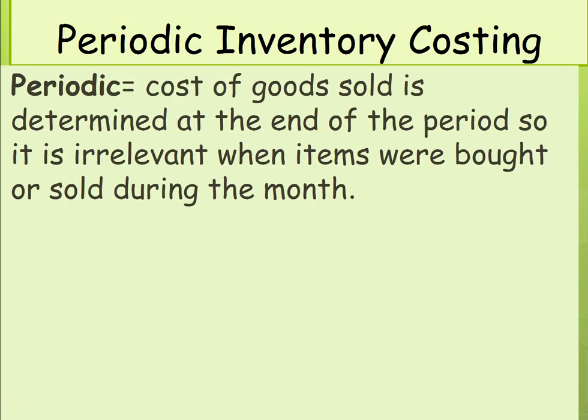Now, periodic. The cost of goods sold is determined at the end of the month, so it is irrelevant when the items were bought or sold during the month. Now, I also would like to say that under FIFO, the only one, whether you're doing periodic or perpetual, you always get the same answer.